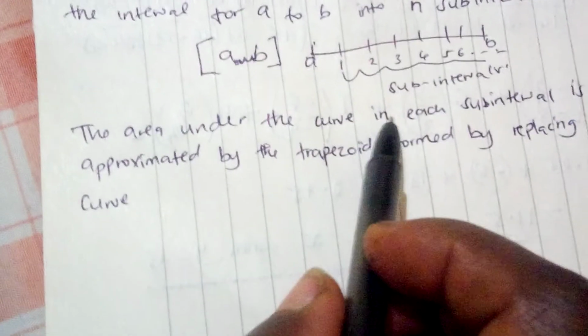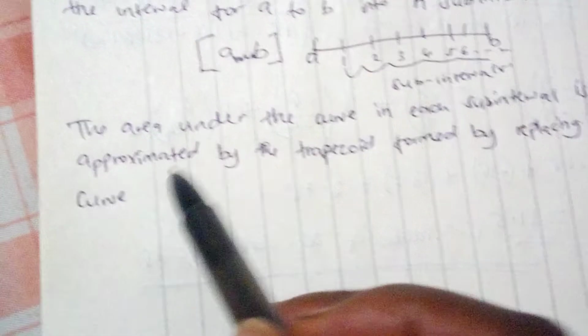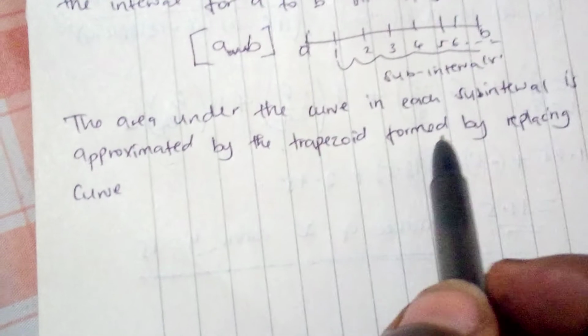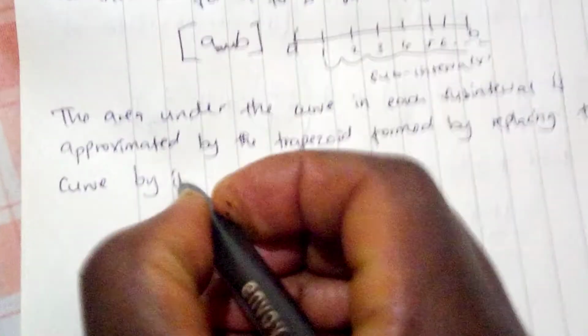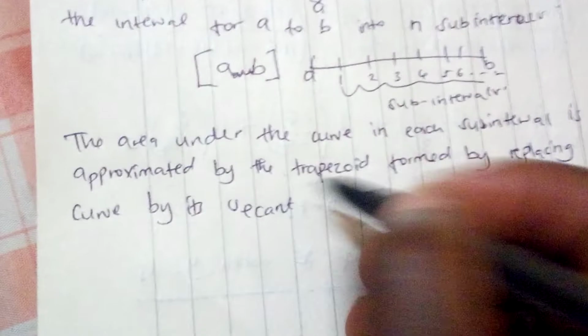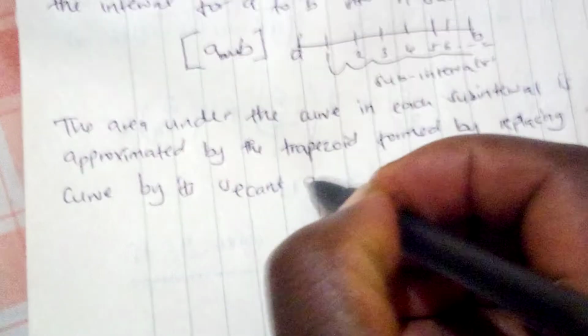So we are writing the statement to help us come up with the equation. We've said the area under the curve in each subinterval is approximated by the trapezoid formed by replacing the curve by its secant drawn between the endpoints of the curve.